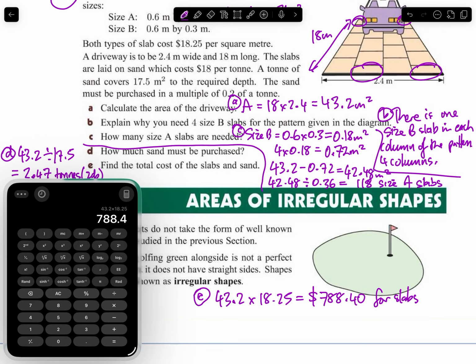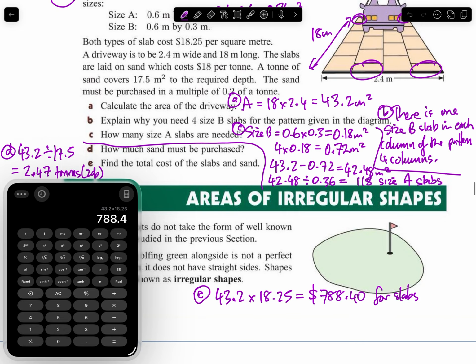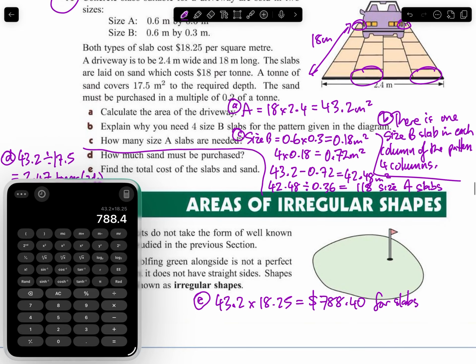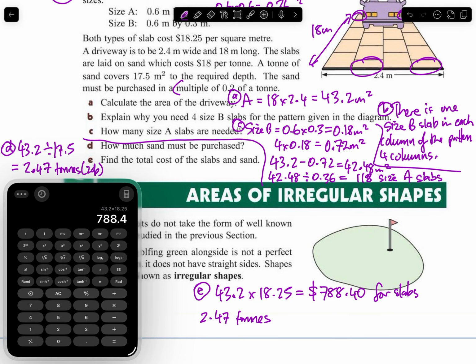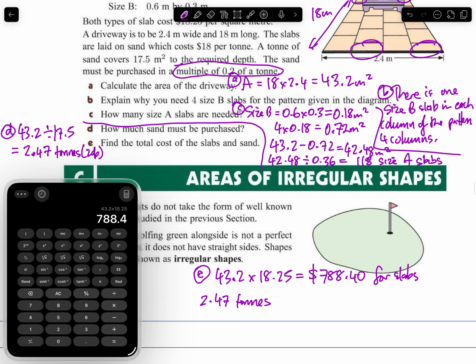And then sand, 2.47 tons of sand. But it says must be purchased in multiples of 0.2. If I went to 2.4, that's not enough sand. So the next, 2.5, isn't a multiple of 0.2. So therefore 2.6 tons of sand needed.